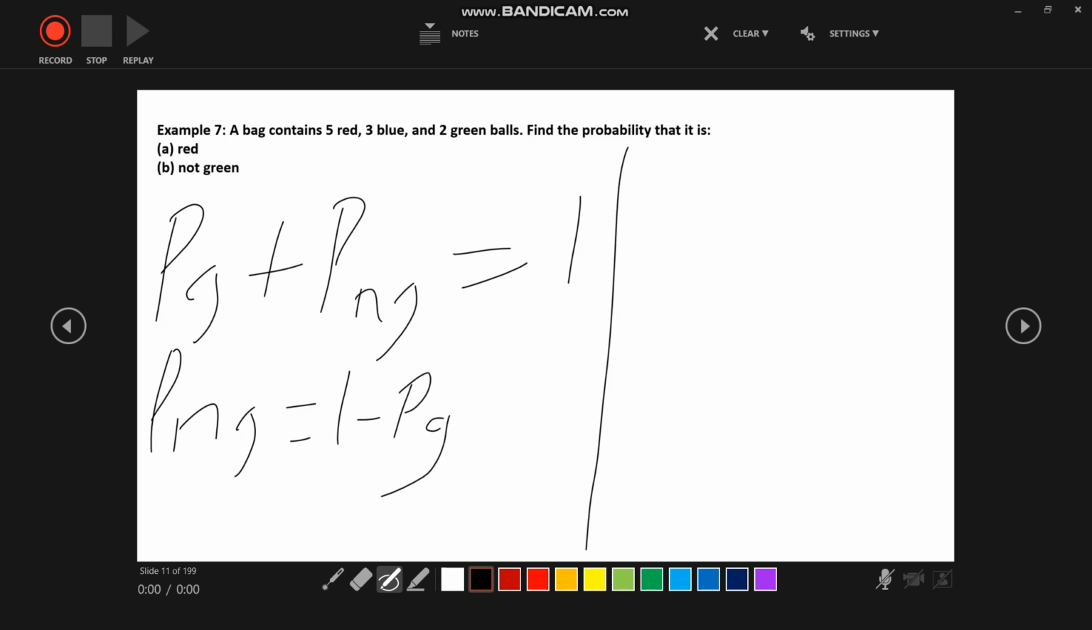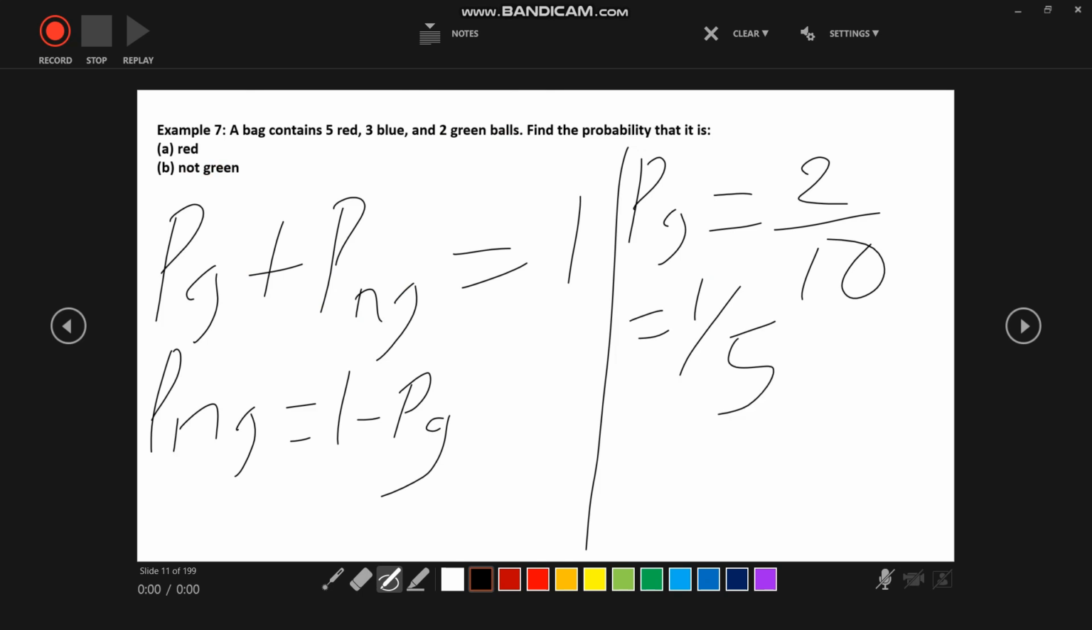So how do we find the probability of green? The probability of green will be 2 over 10. Now we can compute the probability of green directly from the experiment, but we cannot compute the probability of not green directly from the experiment. That is why we are using the sample space for the green event. So the probability of green from the entire experiment is 1 over 5.